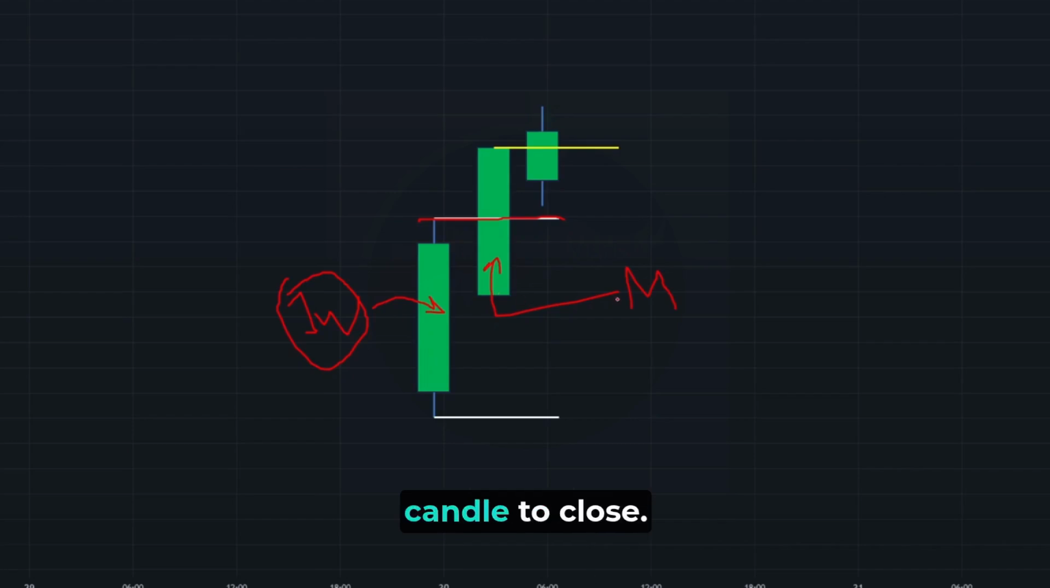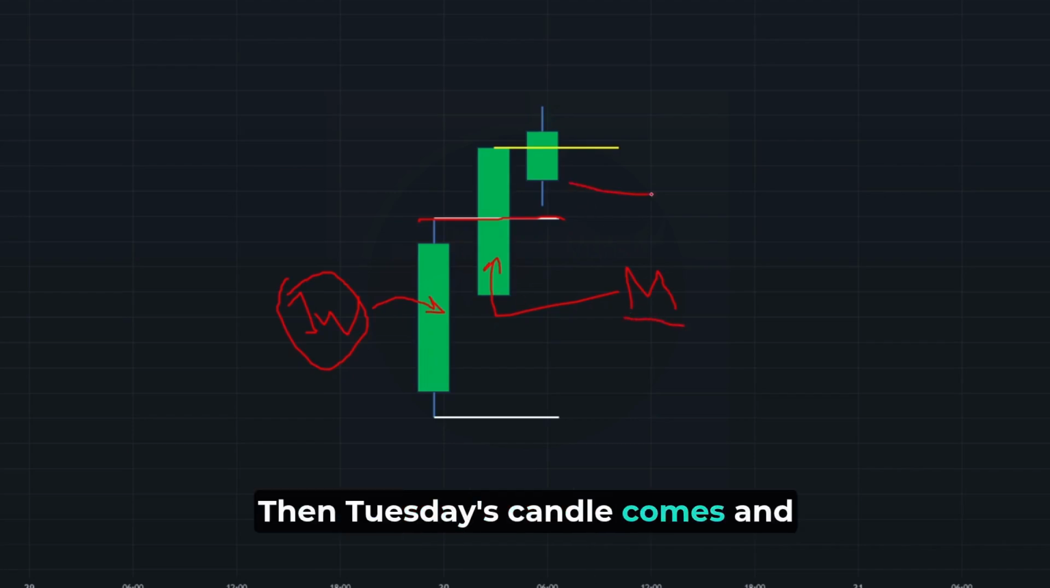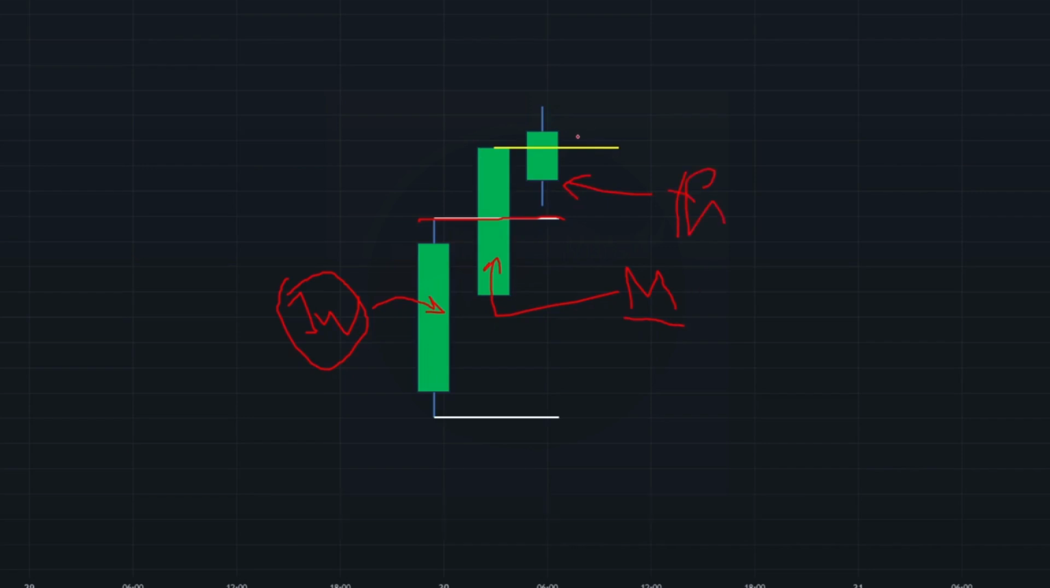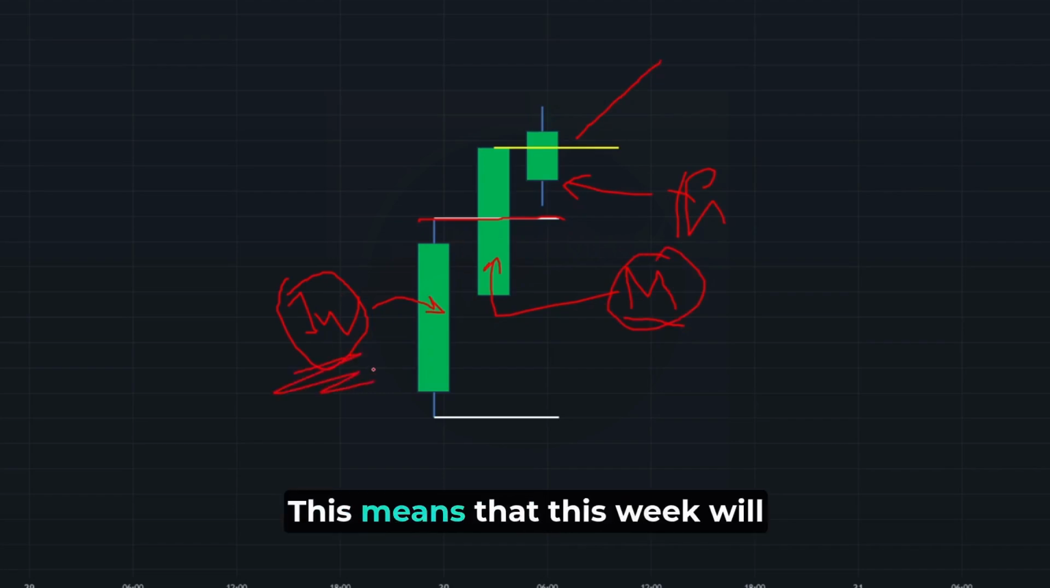I wait for Monday's candle to close. Then Tuesday's candle comes and we find that it also drew liquidity from Monday's candle. Therefore, this week will be bullish because a single day candle drew liquidity for an entire week. This means that this week will see a strong uptrend. I hope this example is clear. Now, let's get back to the chart.